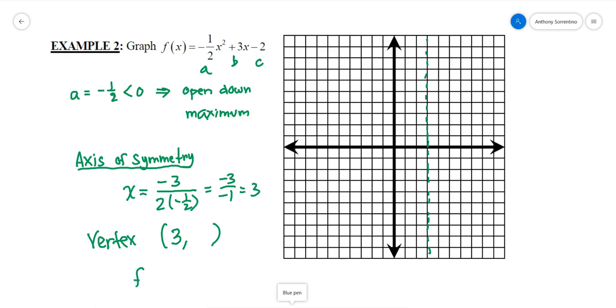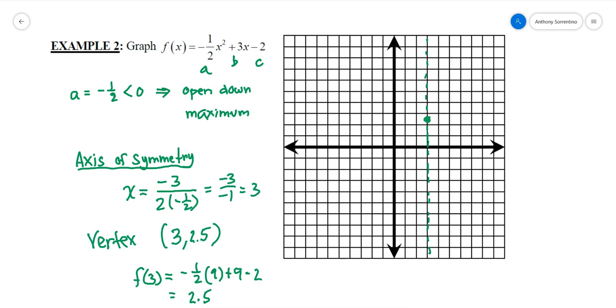So if I do f of 3 to figure out what the y value is, I'm going to have negative 1/2 times 3 squared, which is 9, plus 3 times 3, which is 9, minus 2. That's going to give me 4.5 minus 2, which is 2.5. I think I was going to say it's 5/2, but same thing. So at 3, 2.5, which I'll say is right here, that's where my vertex is.